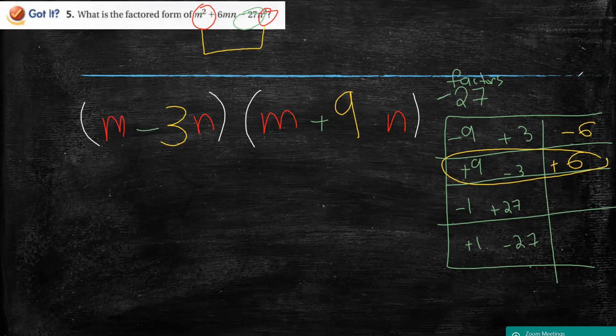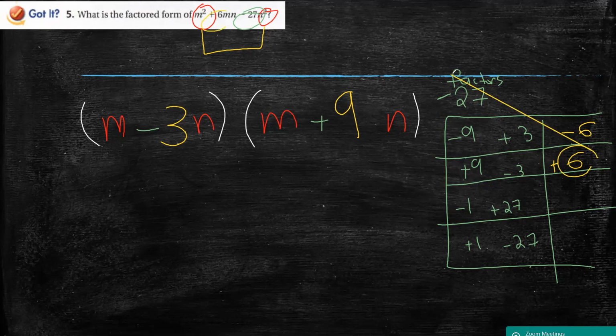Miss, I have a question. Yes, Huda. Why would we choose positive 9 and negative 3, positive 6? Hala, 9 multiplied by negative 3 is what? If you multiply 9 times 3, what will you get? 27. Bravo. Add them. 9 minus 3 is what? 6. Bravo.